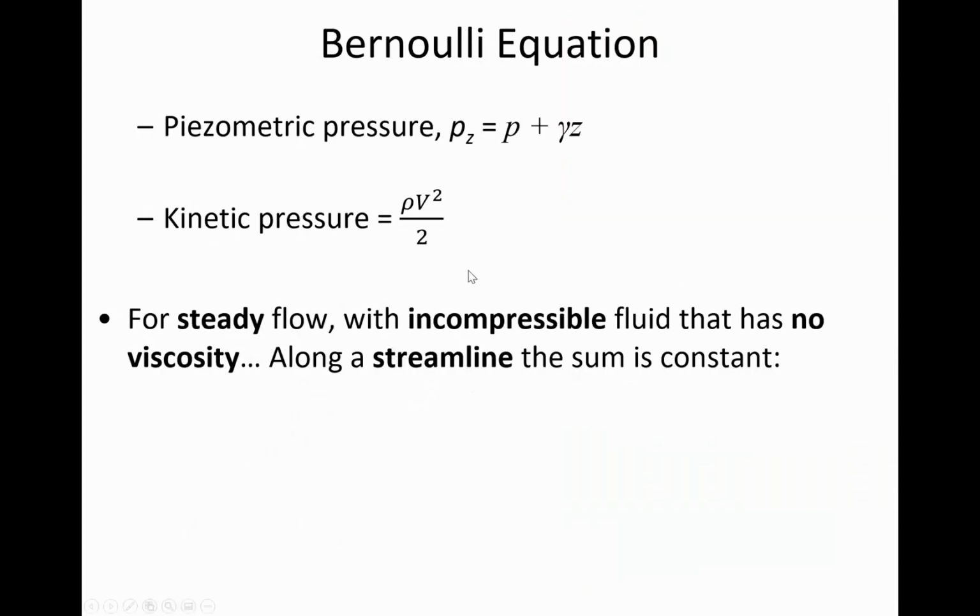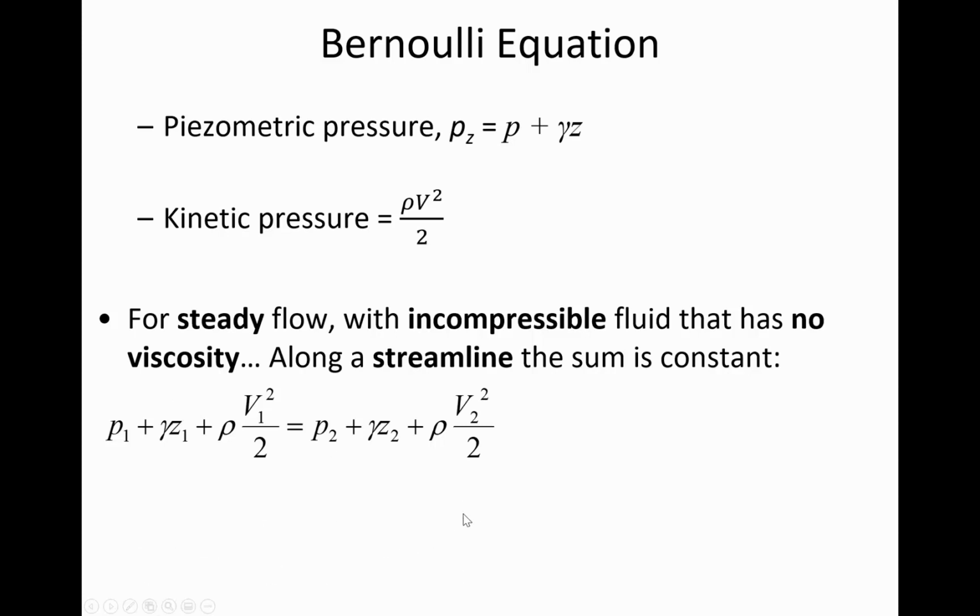Okay, there are a couple of different ways that we can represent Bernoulli's equation, and we can represent it with units of pressure or with units of length. So it can be written in terms of pressure head, elevation head, and velocity head, or it can be written in terms of pressure, piezometric pressure and kinetic pressure. What it says is that as long as you're applying this analysis along a streamline for a fluid with no viscosity and a fluid that's incompressible and flow conditions are steady, that the sum of these things at one location is the same as the sum of them at the other.